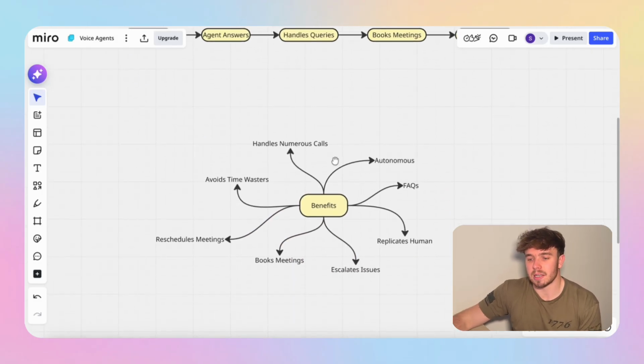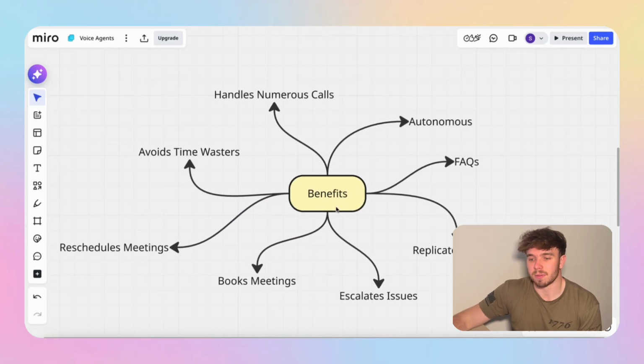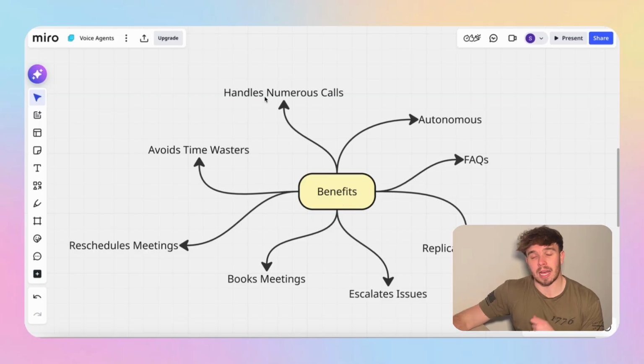The benefits of these lie within what I have on the screen now. So let's start from the top here. You can handle numerous calls at once, which is essentially what this is. You're able to scale using voice agents because instead of one human being on the phone answering sequentially, the voice agent can handle multiple at different times without getting information mixed up. It's obviously autonomous, meaning that you don't have to do this repetitive task anymore. It's got a storage bank full of FAQs, which we essentially call the knowledge base.